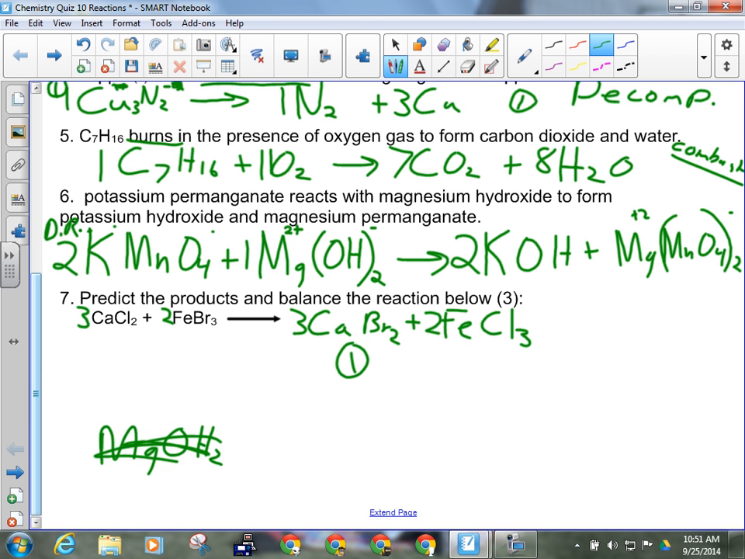marks-wise, 1 mark for correctly predicting CaBr2, 1 mark for correctly predicting FeCl3, and 1 mark for having it balanced correctly. So it's out of 21. Give him a mark out of 21. Let him see it. Put it in a box.